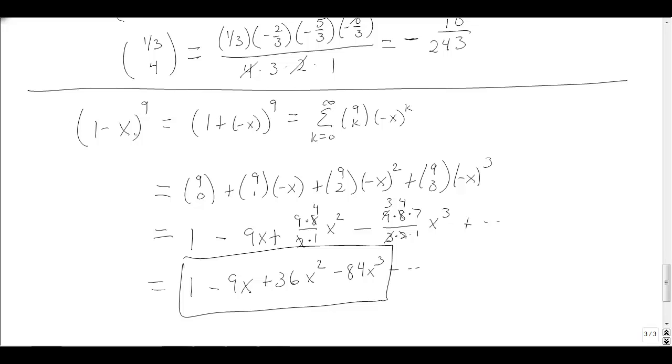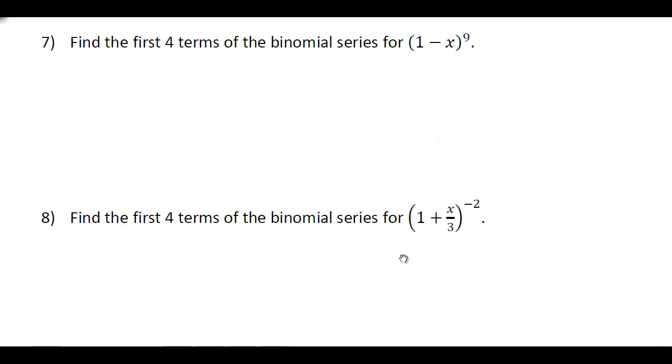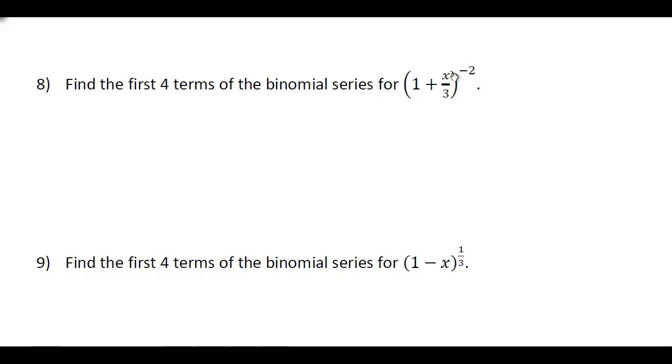Okay, and that one, I mean, you could find an actual polynomial. That series, eventually the coefficient is going to be 0 when k gets bigger than 9. It's only going to go up to x to the 9th here. That's kind of a warm-up question. Next one, we do something more interesting. We make this exponent negative 2.